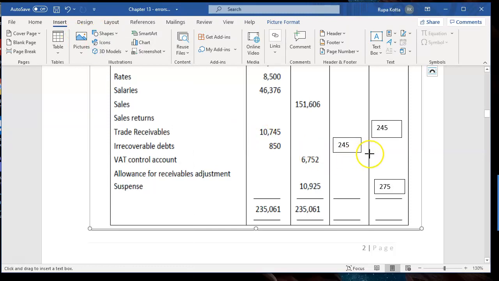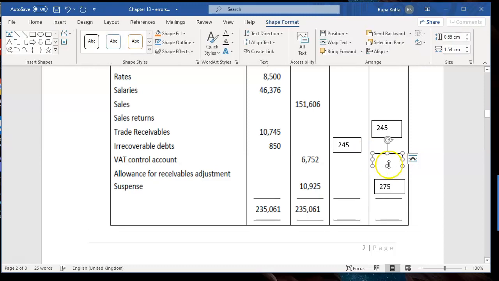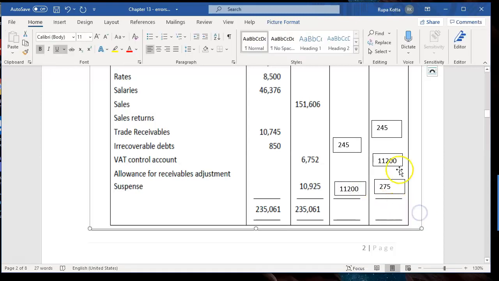The reason why we are using 11,200 is because 5,600 was put on the debit side. If you just put 5,600 again on the credit side, it will just remove the error, but it will not make the correction. So you need to put double the amount. So 11,200 on the debit side and 11,200 on the credit side. VAT account is credited because sales VAT should be on the credit side. And because there is no other mistake, the suspense account has been debited with 11,200.